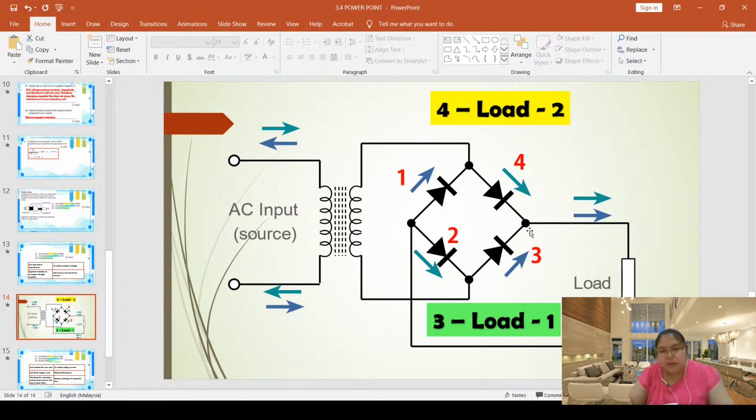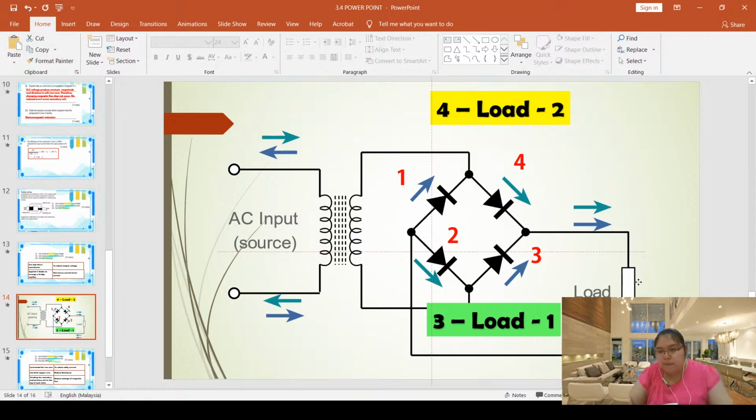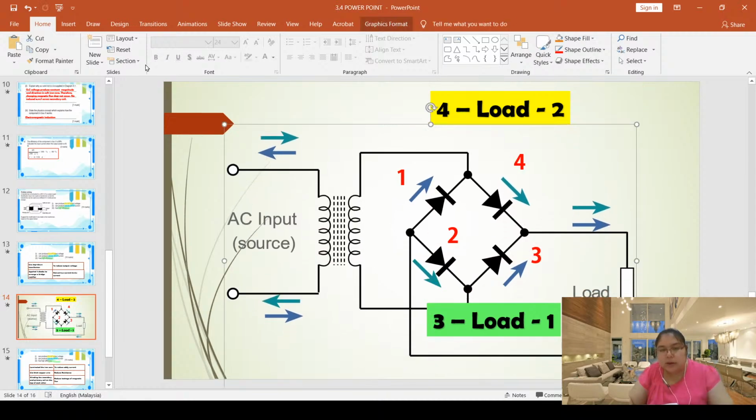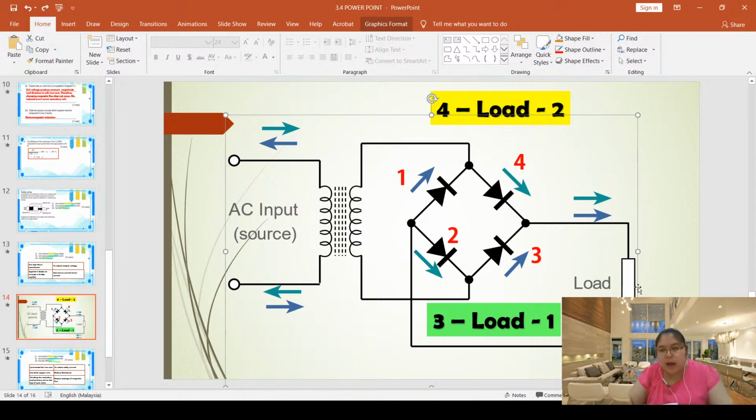Until this junction, I also cannot go to number 4 because number 4 is opposite. I need to go to the load. Okay, I still go to the load. Okay, how do I go to the load? I just go from the top down. Okay, from the top I go down. Okay, when I go down, then I continue until this part.